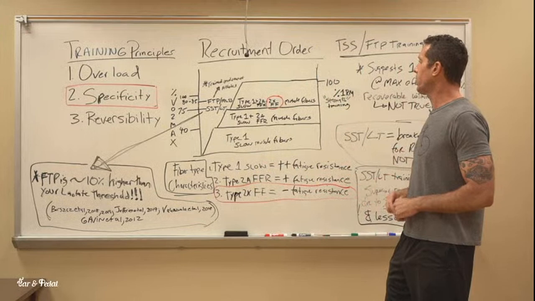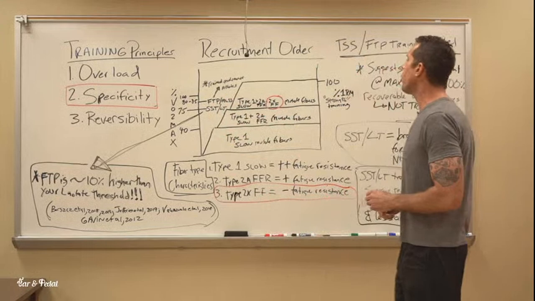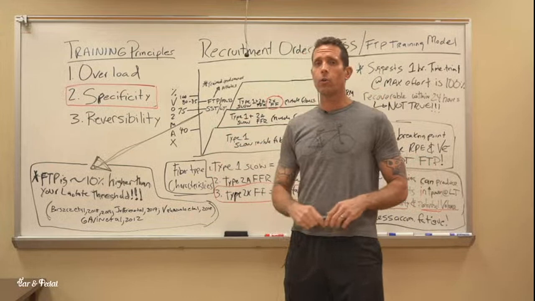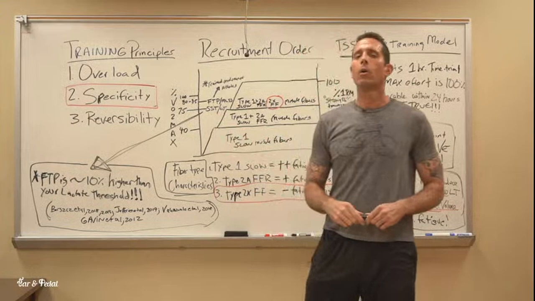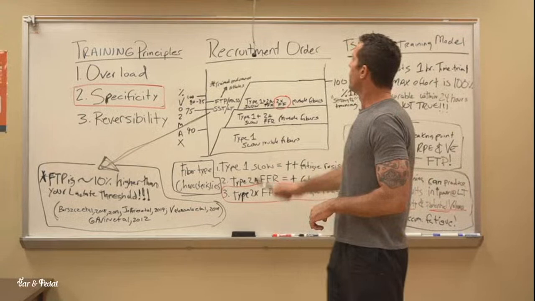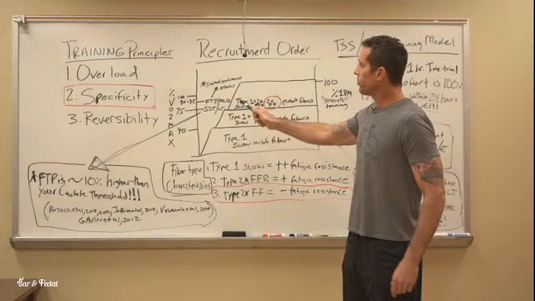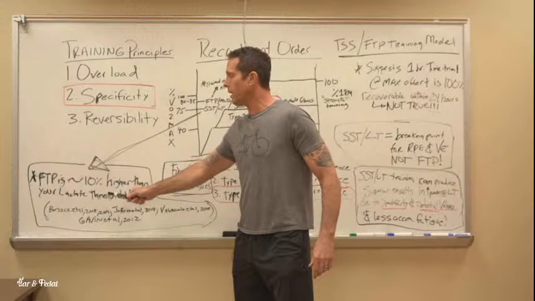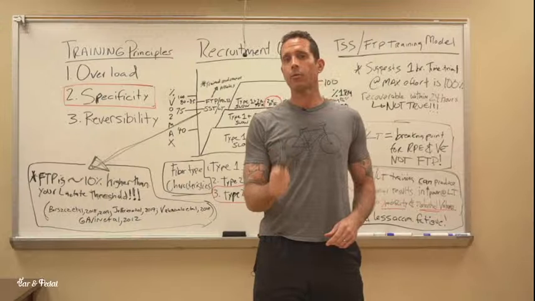Now, what happens when we get up to the 75% VO2 max point? We reach what's called your lactate threshold. Your lactate threshold is also going to occur around what's called your sweet spot or sweet spot tempo, or SST, training zone. Now, this occurs below your FTP. In fact, with regards to trained endurance athletes, and I'm assuming that most of you are trained or in the process of training, so this is going to be you, your FTP is in fact about 10% higher than your lactate threshold.